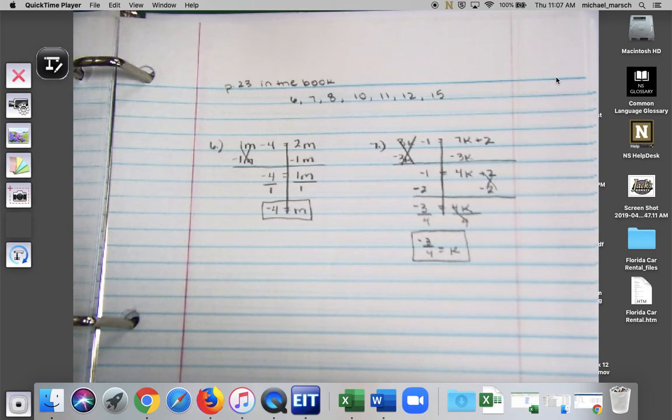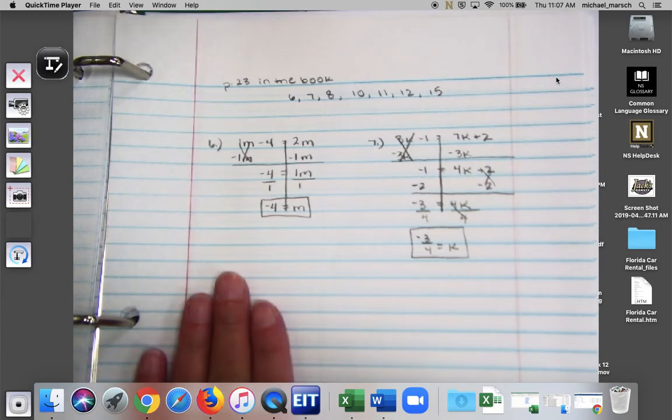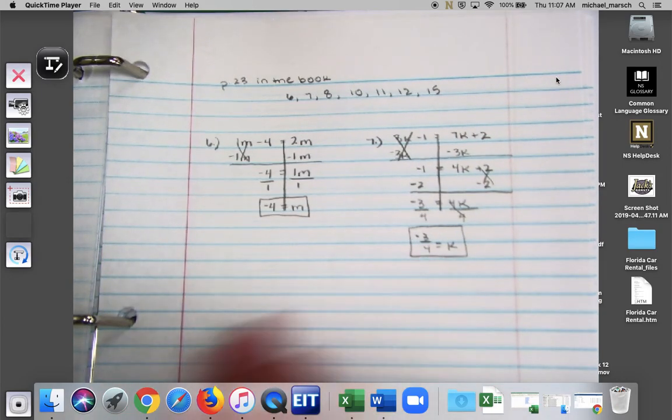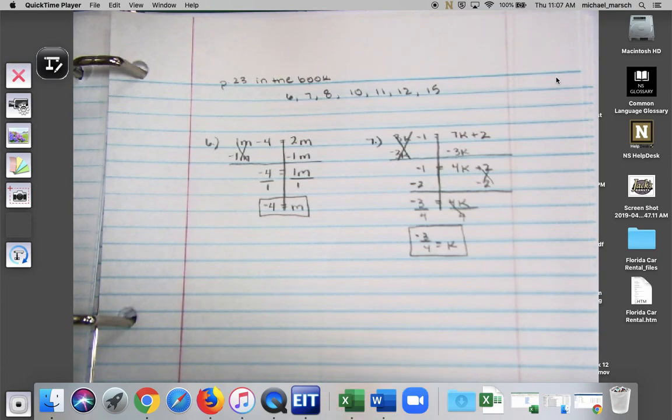Any questions before you do the rest of these by yourself? So again, then you would copy number 8 down and then number 9. Oh, excuse me, not number 9. Don't do number 9. I had a lot of students yesterday that tried to do number 9. It has fractions. We haven't talked about fractions yet, so don't do that one.